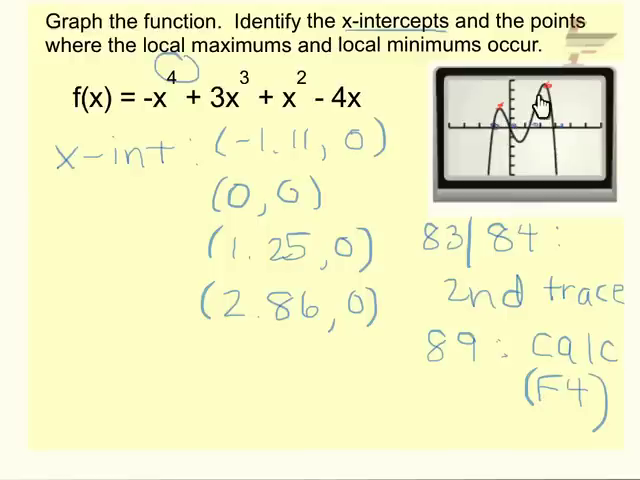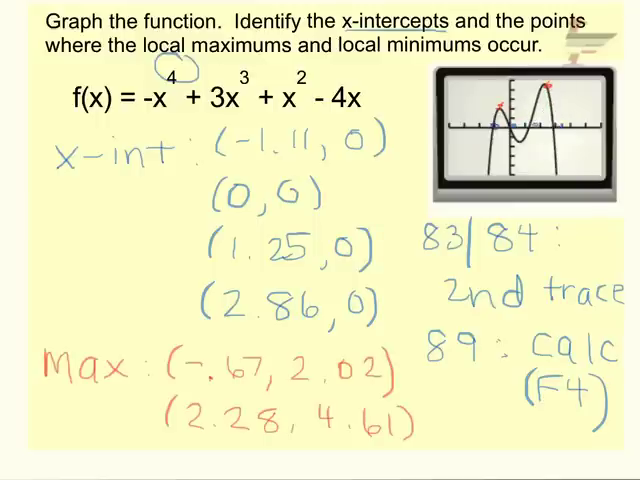And then when you find this one, lower bound or left bound is to the left, and upper bound or right bound is to the right. So see if you can get those. All right, and the 2 maximums I got, this point right here is negative 0.67 and 2.02, and this maximum is 2.28, comma 4.61. And again, if you're not getting those maximum values, you need to talk to me in class.